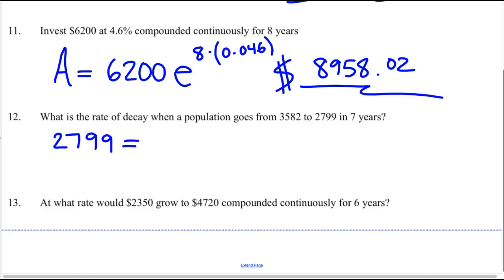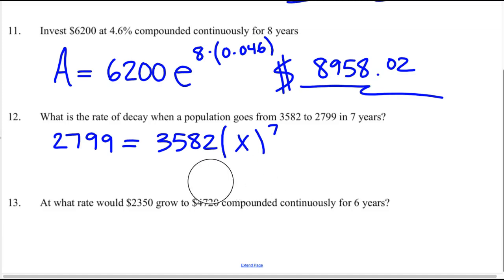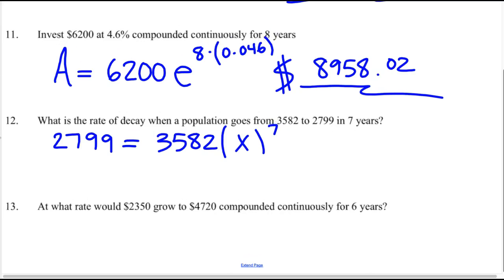And that is going to equal the original amount, 3,582, times the decay factor. I'm just going to leave that as an x right now, and to the 7th power. So I need to solve for a missing base x. So I'm going to get the 3,582 to the other side, and then I'm going to take it to the 1/7 power. So clean this up a little bit.